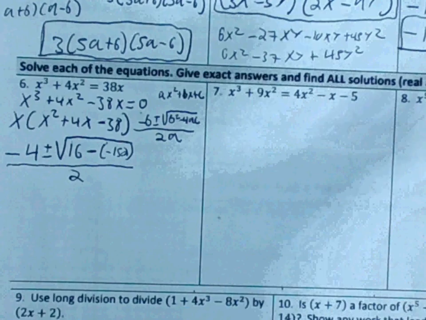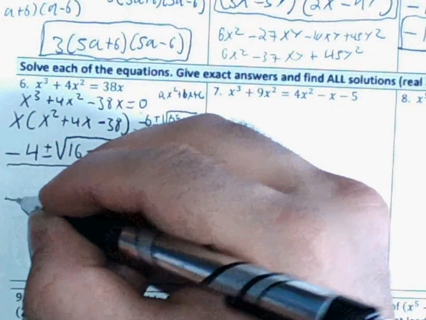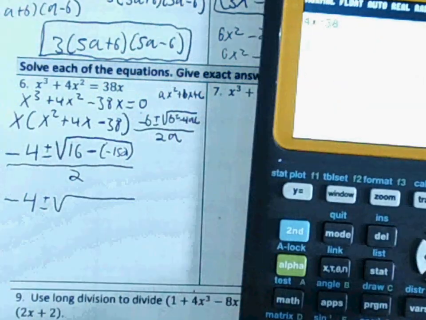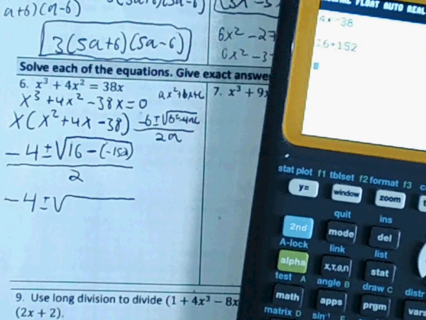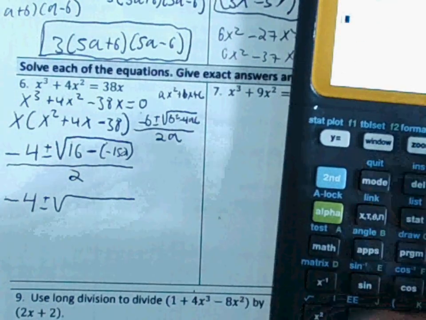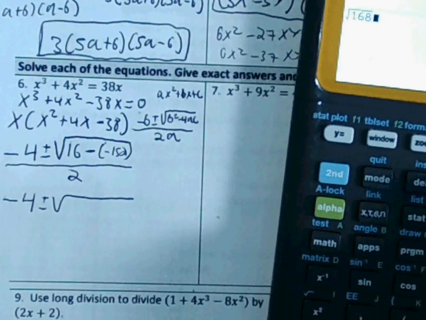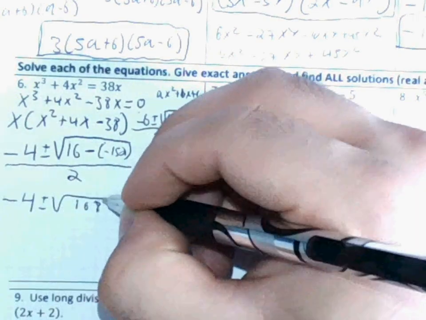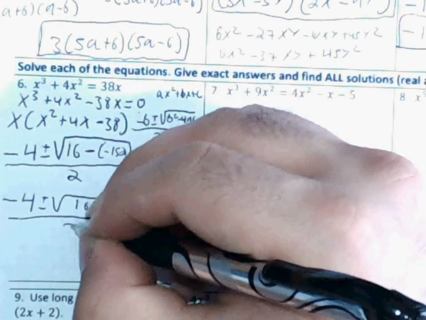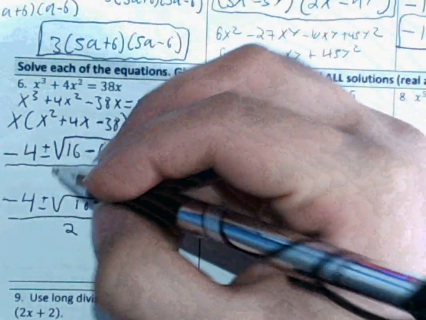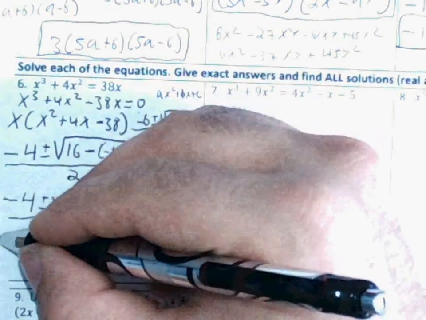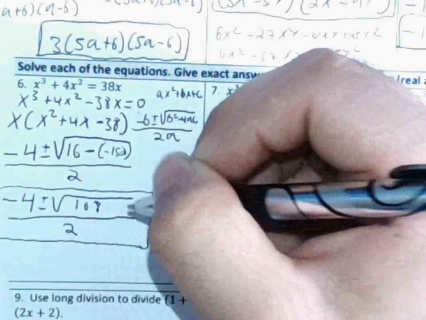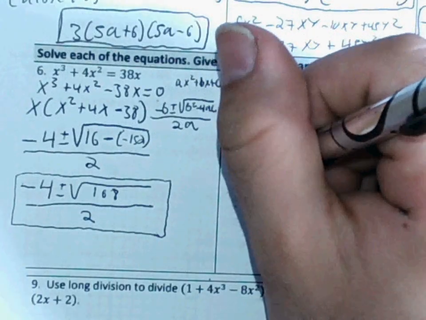So that's going to be negative 4 plus or minus the square root of 16 plus 152, which is 168. And can I take the square root of 168? No, I can't. So that's plus or minus the square root of 168 all over 2. And at that point, this is an acceptable way to leave the solutions to the quadratic formula.